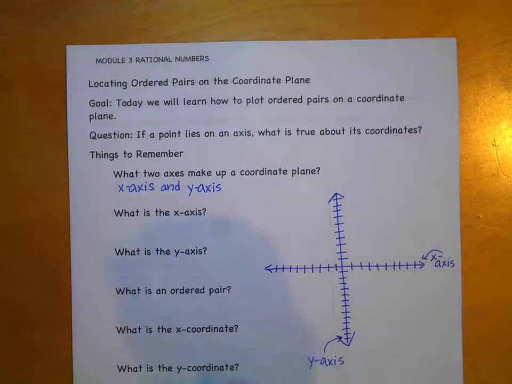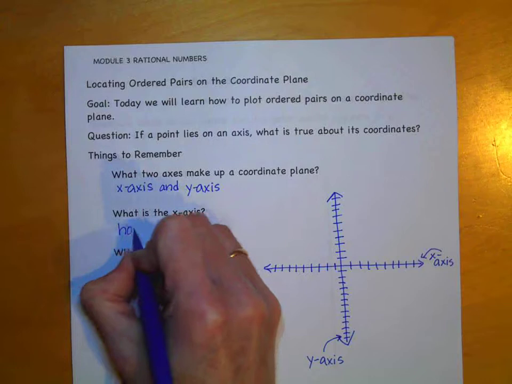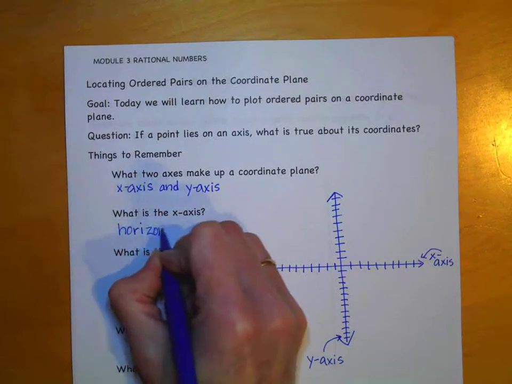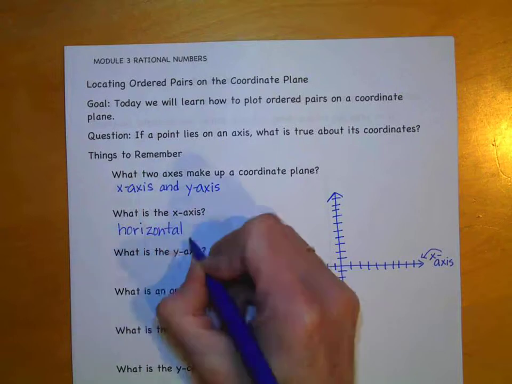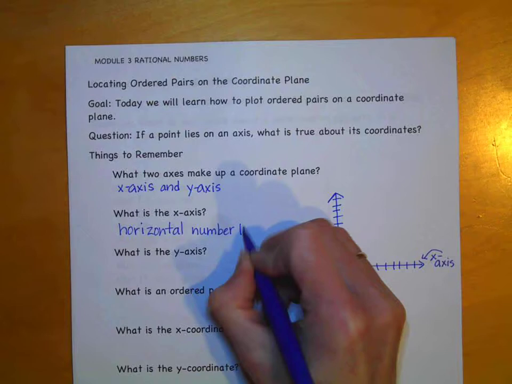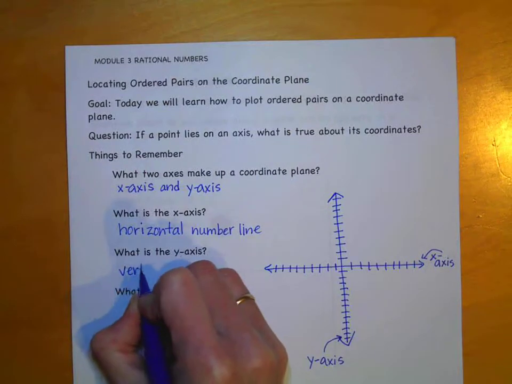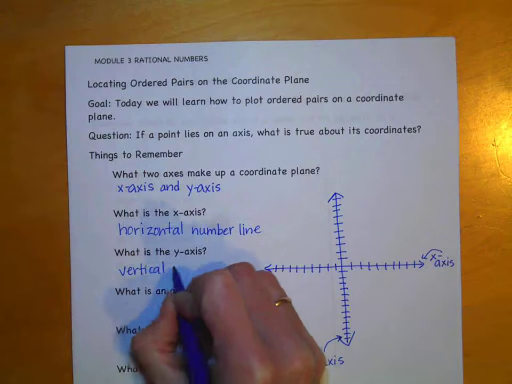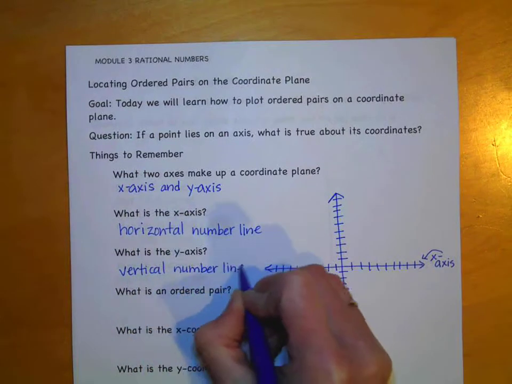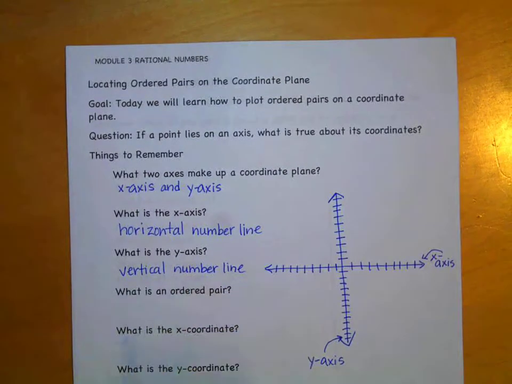What is the x-axis? The x-axis is the horizontal number line. I've got to make sure I spell it right. And the y-axis is the vertical number line. I don't know why I can't spell today, sorry. Okay, so that's what those two are called. And then the ordered pairs.